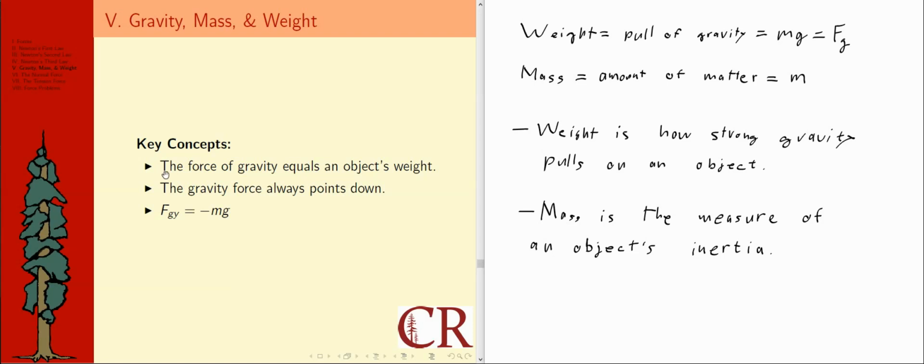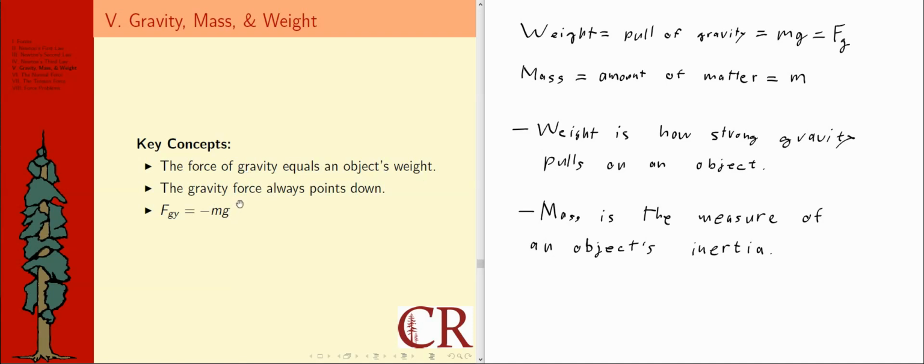The force of gravity equals what we call an object's weight, and gravity always points down, which means that the y component of gravity in a standard coordinate system should be equal to minus mg, provided mg represents the weight. So this is establishing some rules for working with the force of gravity. We've already been using them, but I'm stating them more formally now.